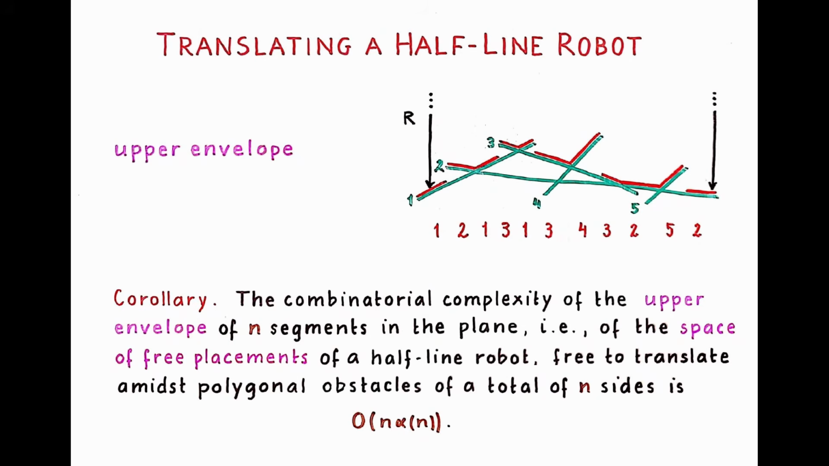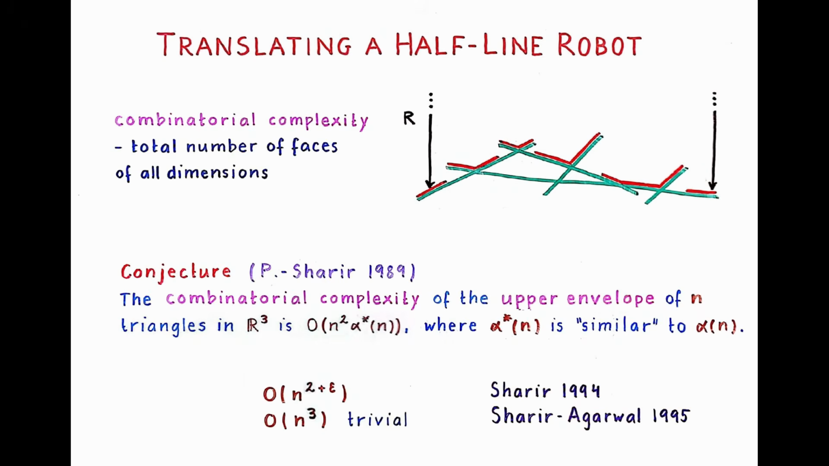Now, as a corollary, we now know that the number of subsegments is n alpha n, and we can have all kinds of algorithms for how to move around in an environment determined by n segments in the plane. The question which remained open, however, which is much more important for computer scientists, is what happens in higher dimensions, so in 3 dimensions.